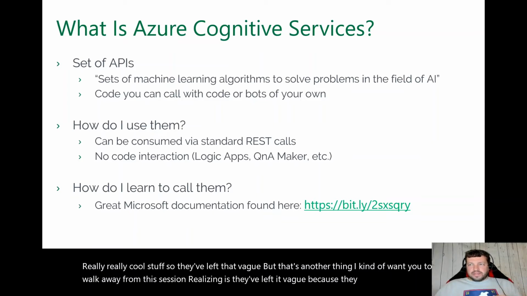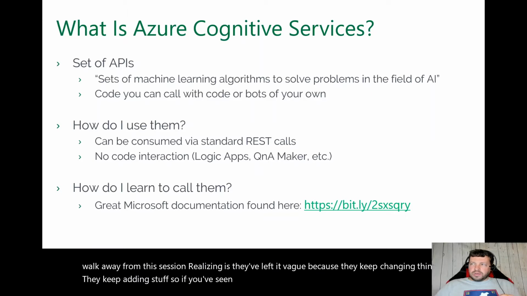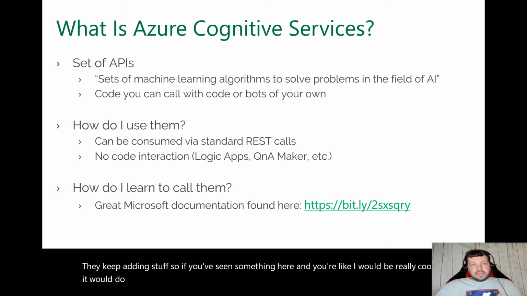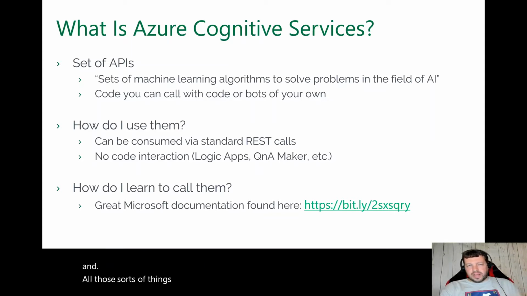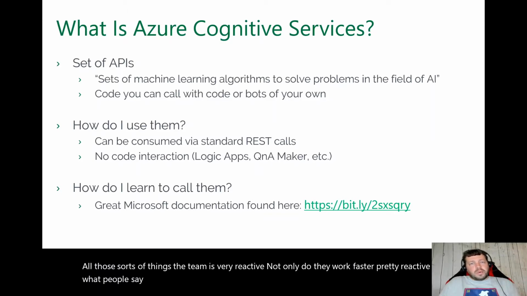They keep adding stuff. So if you've seen something here and you're like, it'd be really cool if it would do this, it might. Keep plugged into it, keep playing with it. Offer feedback on docs pages and all those sorts of things. The team is very reactive. Not only do they work fast, they're pretty reactive to what people say they want, because they want people to consume this, because that's where they make money. So how do we consume it?